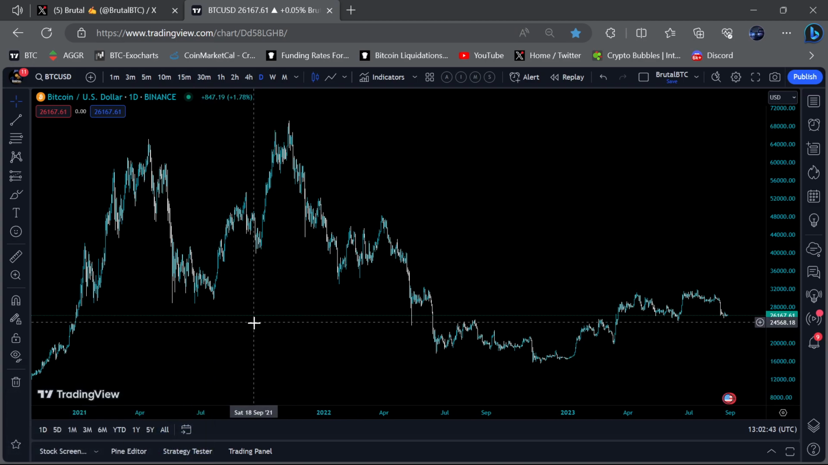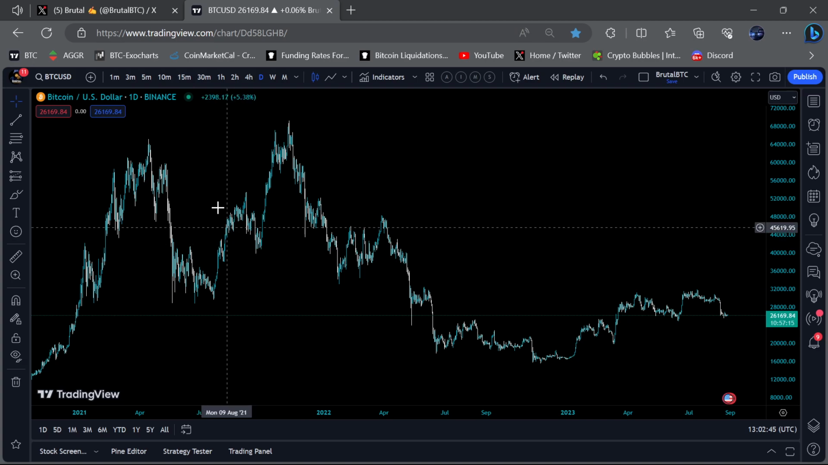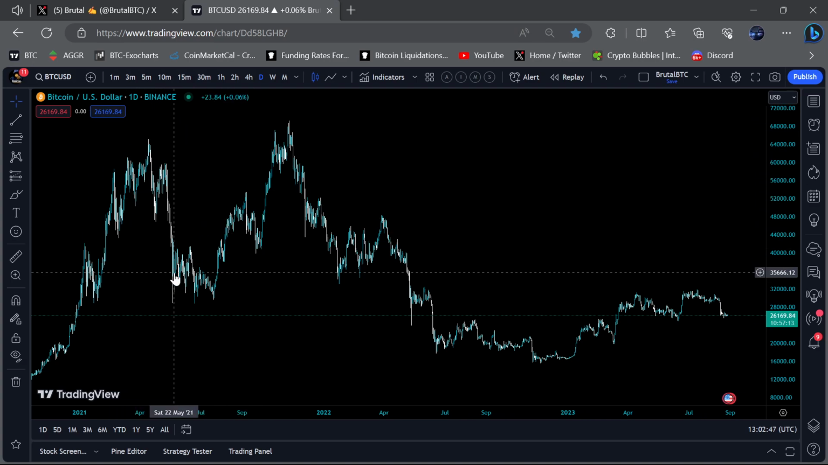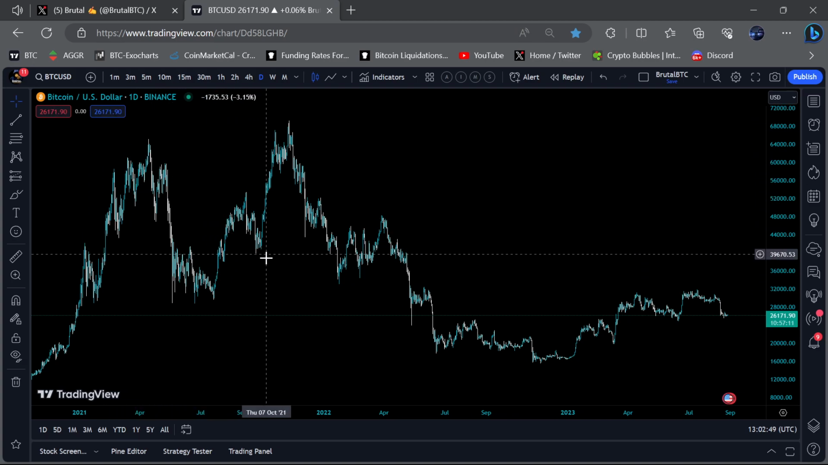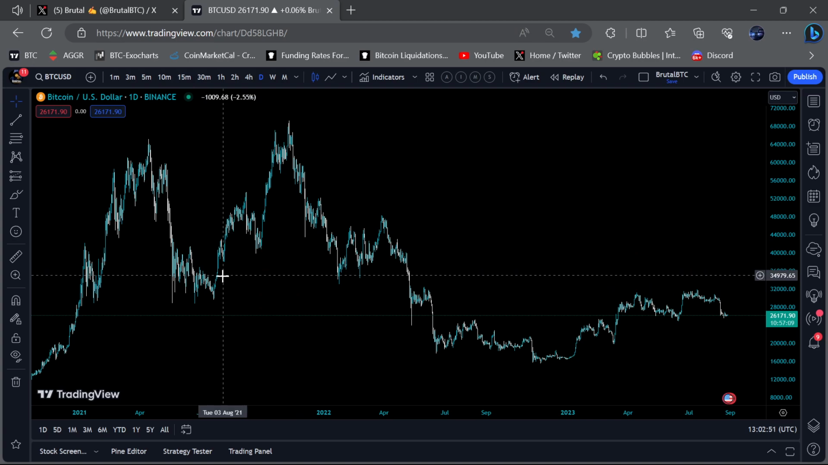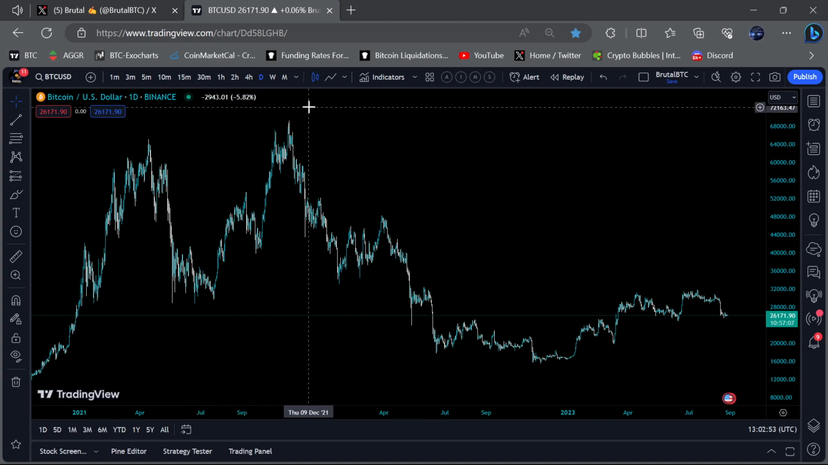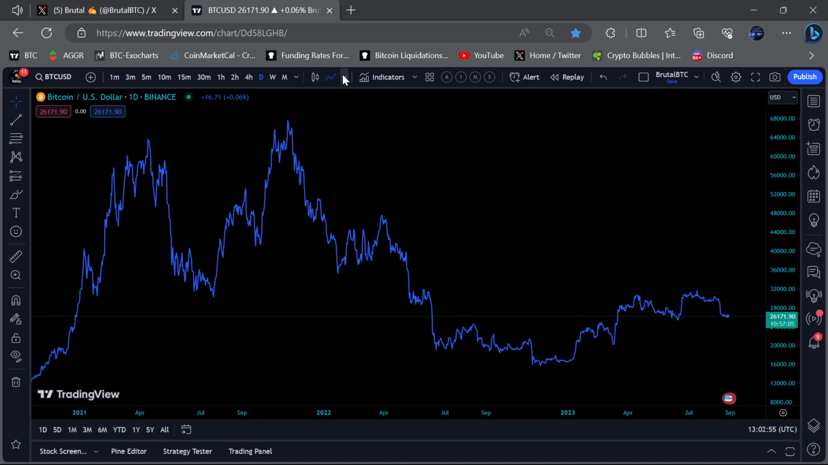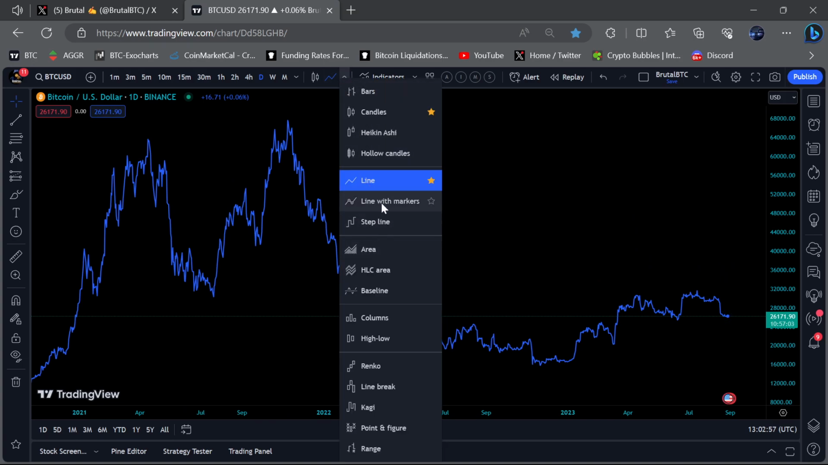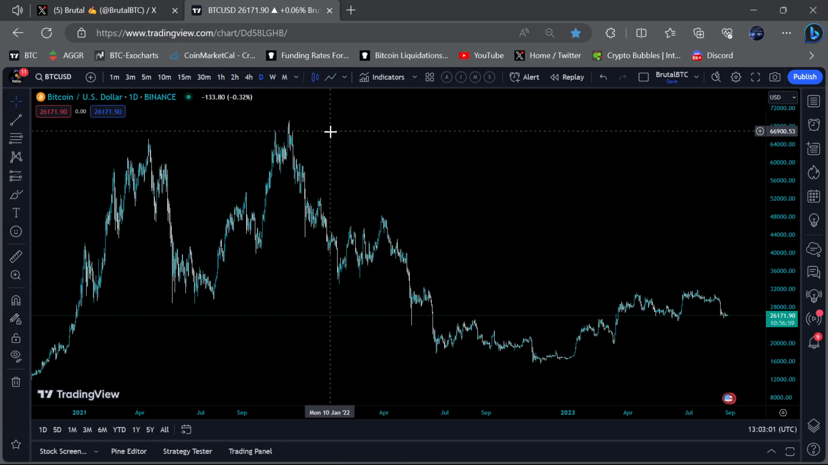First of all, you have to look at the price charts. This is your price chart, and it is used to track the historical price movements of cryptocurrencies. Common types of charts include line, bar, and you can see the line with markers, step line, but the best one is using the candles.